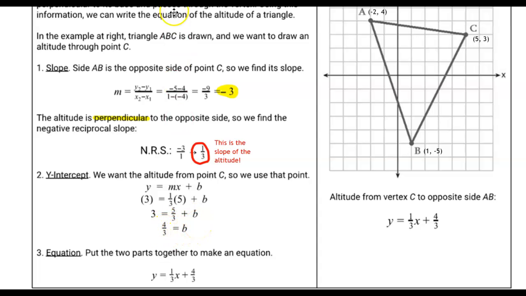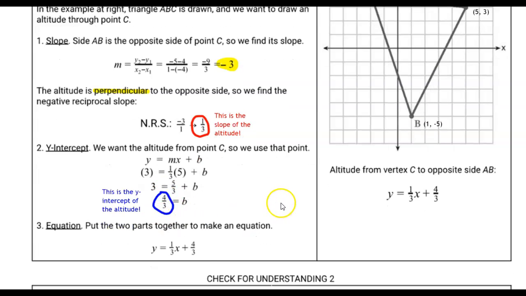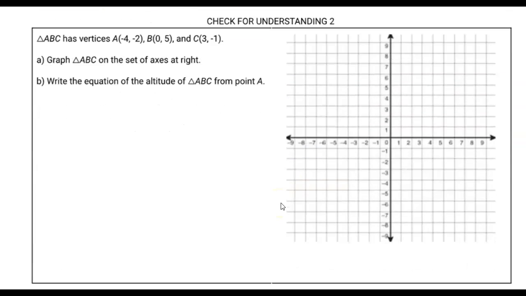Now let's put those two parts together. Since we now have the y-intercept of the altitude and the slope of the altitude, we're able to put them together to make the equation y equals 1/3 x plus 4/3, with the 1/3 coming from the slope and the 4/3 coming from the y-intercept. Couldn't be simpler. I would go through this next problem with you, but of course it is the check for understanding, so you need to do it in class to prove that you know what you're talking about.